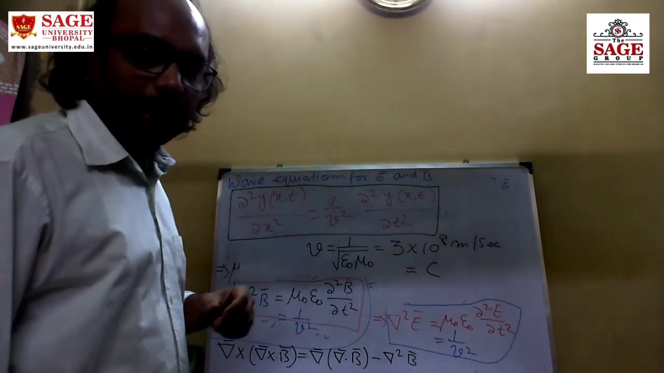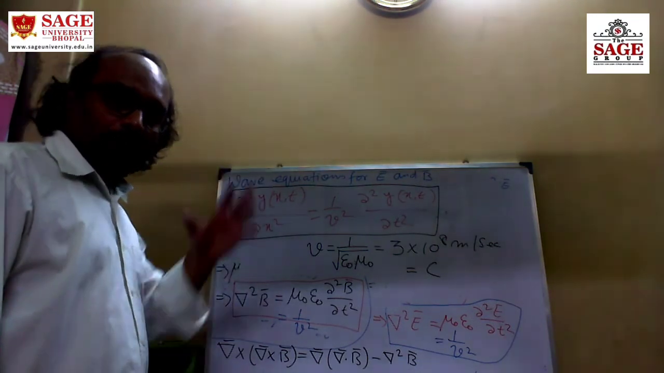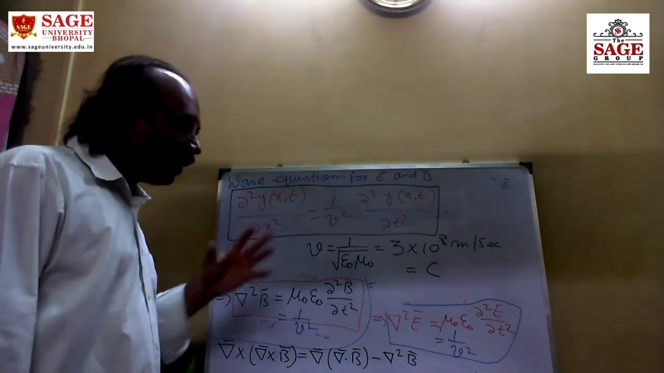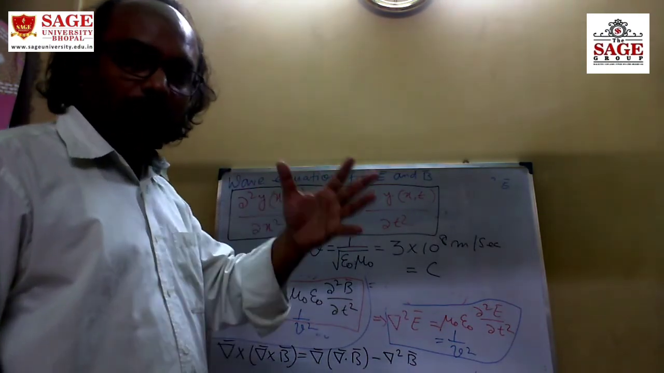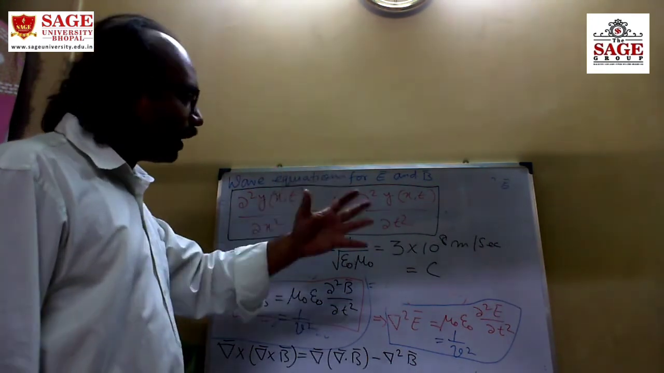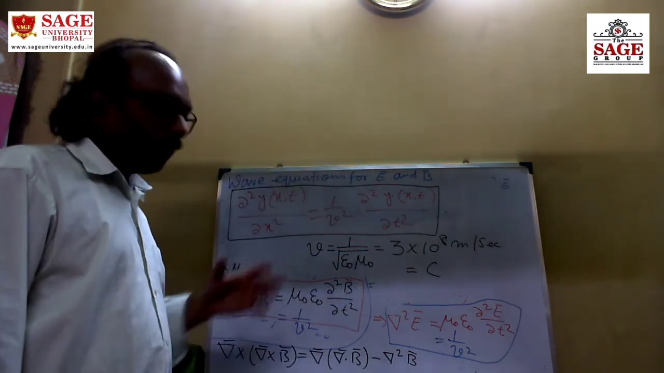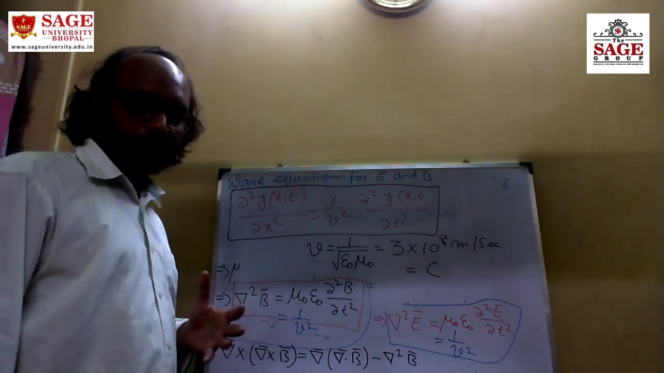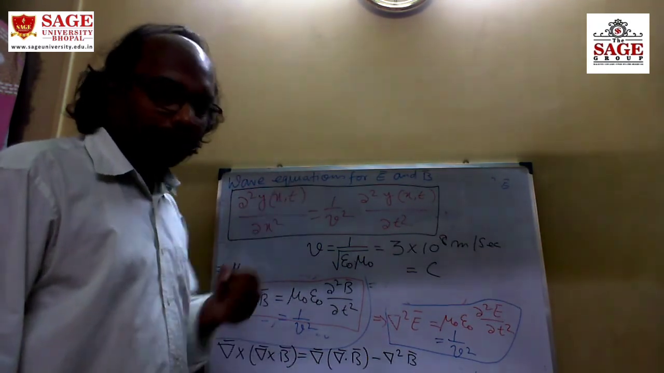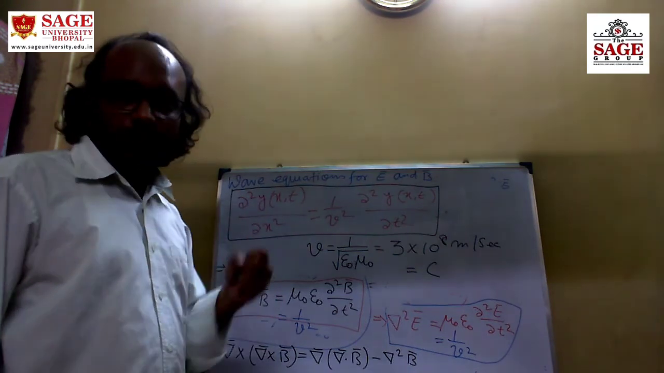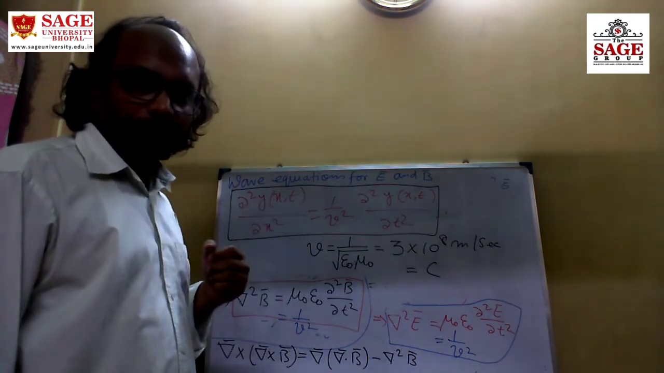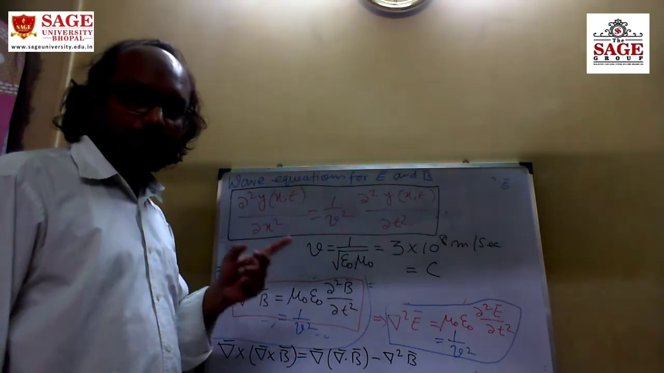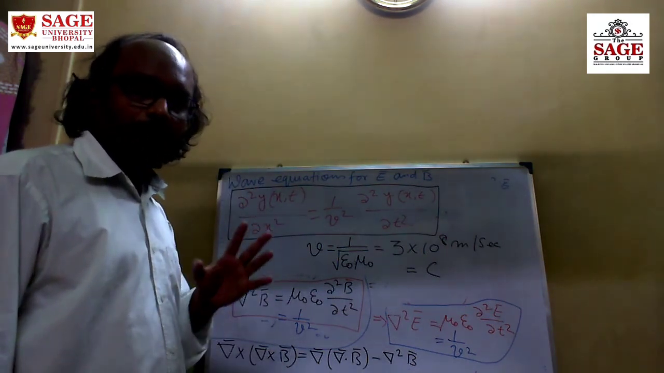That tells us that light is an electromagnetic wave, because electric and magnetic fields are the two perpendicular components of the electromagnetic wave. We found that both electric and magnetic fields are moving with some velocity v. That velocity v is the velocity of light c. Therefore, we can conclude that light is an electromagnetic wave.